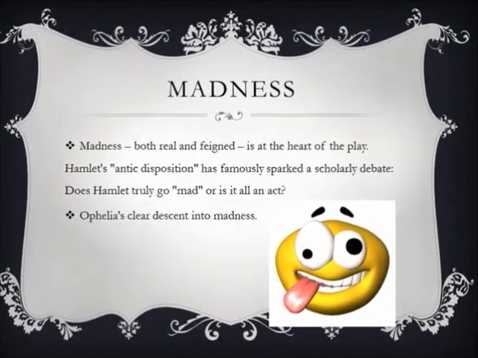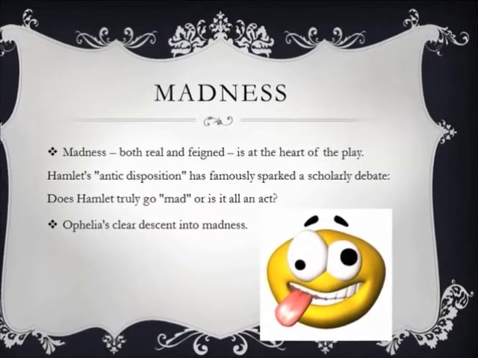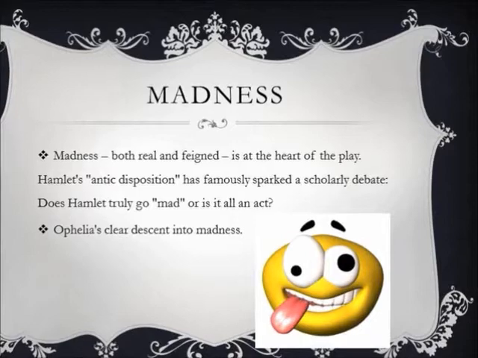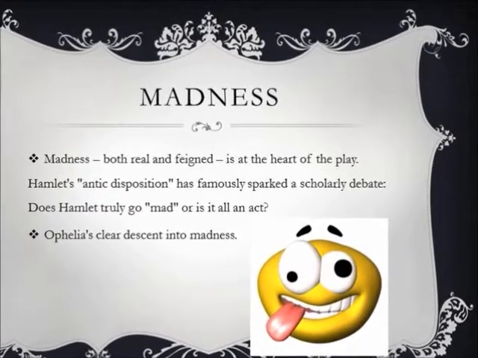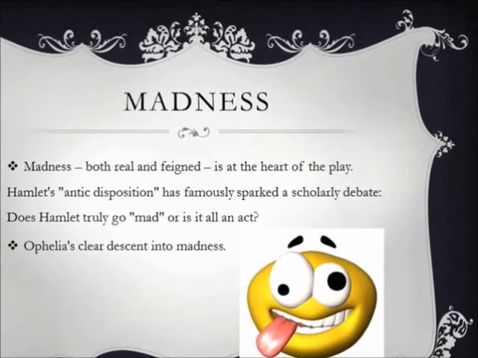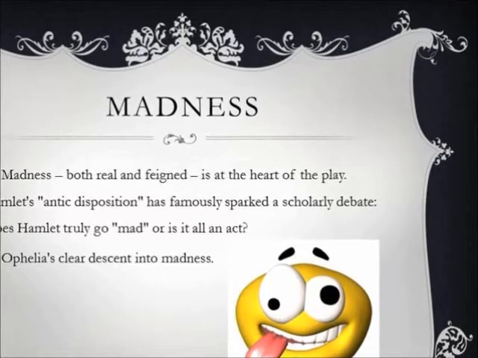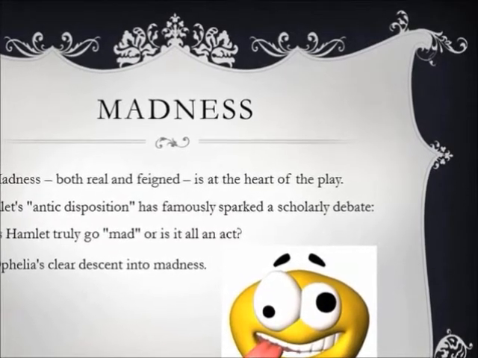Madness, both real and feigned, is at the heart of the play. Hamlet's antic disposition has famously sparked a scholarly debate. Does Hamlet truly go mad, or is it all an act? Ophelia's clear descent into madness is something of a different issue. Critics tend to agree that Ophelia seemingly cracks under the strain of Hamlet's abuse.